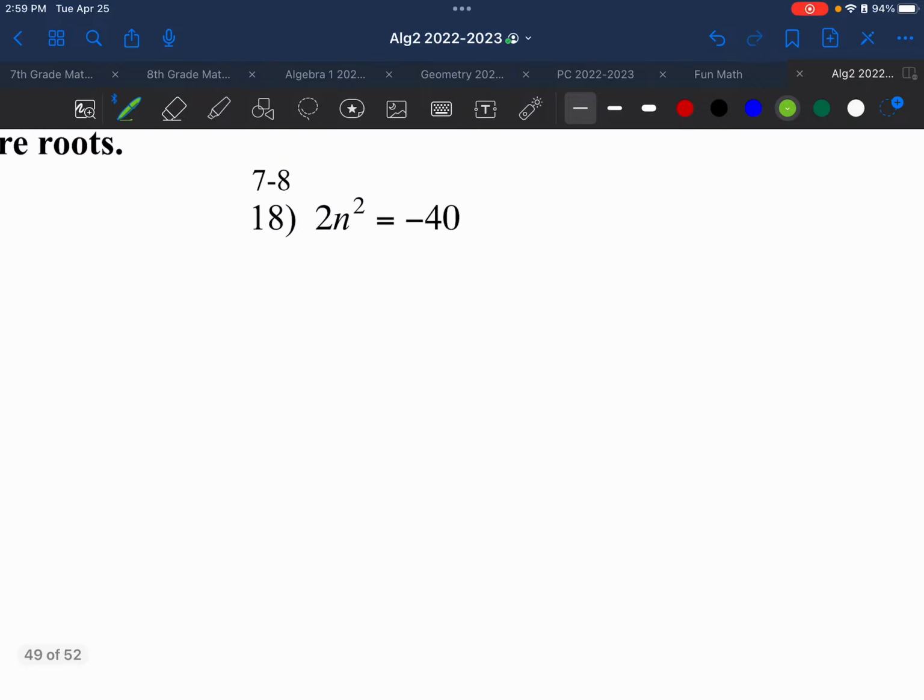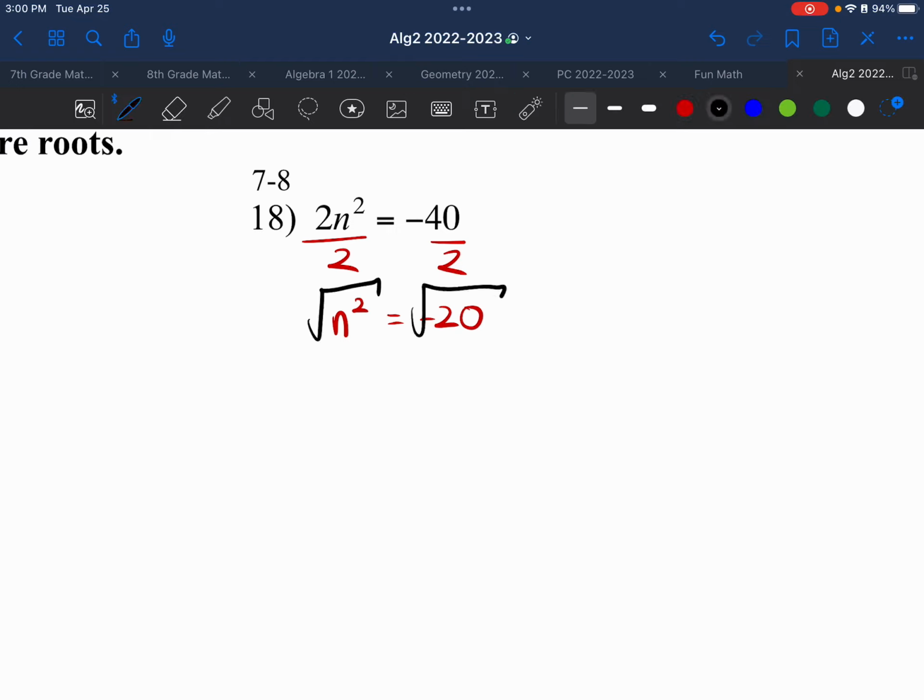Number 18. Again, we need to isolate this n squared, so get rid of this 2 first. The way we undo multiply by 2 is to divide by the 2. Divide by the 2 on both sides of the equation, and n squared is now equal to just -20. And that's unfortunate. I don't like taking square roots of negatives because it makes your answer imaginary, but that happens sometimes.